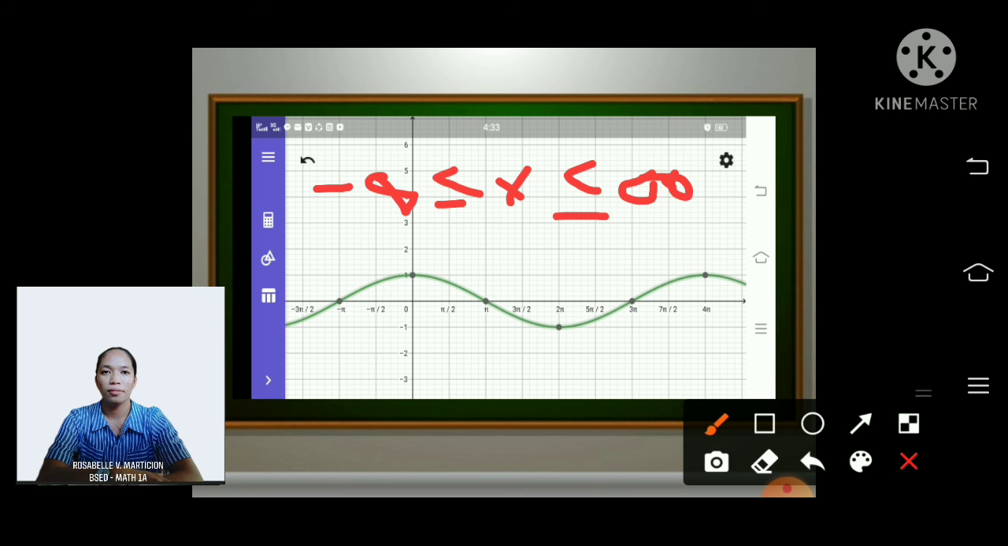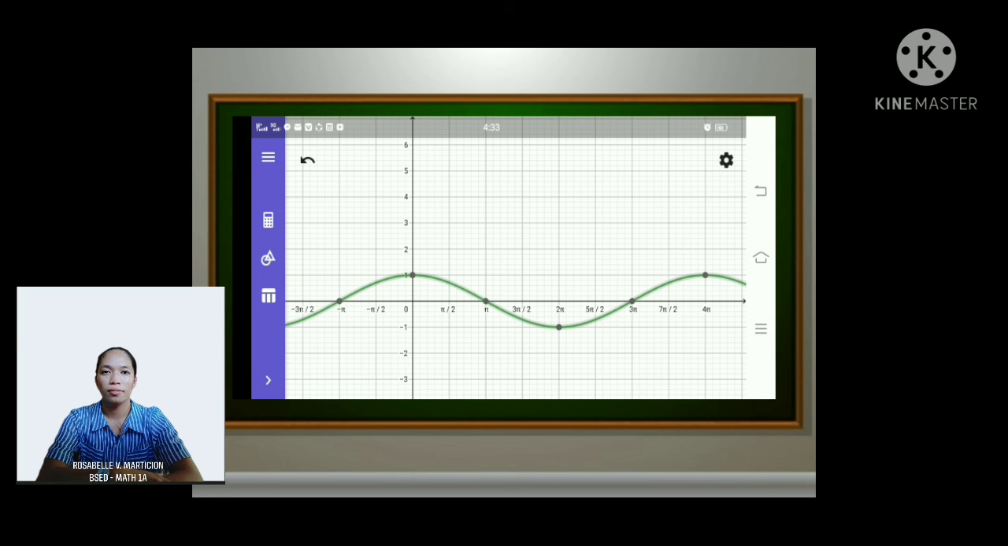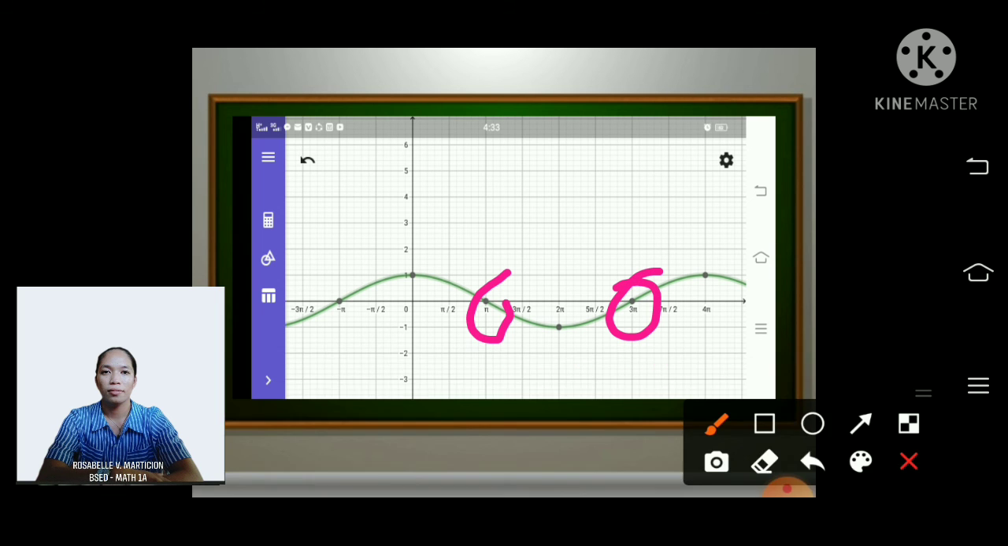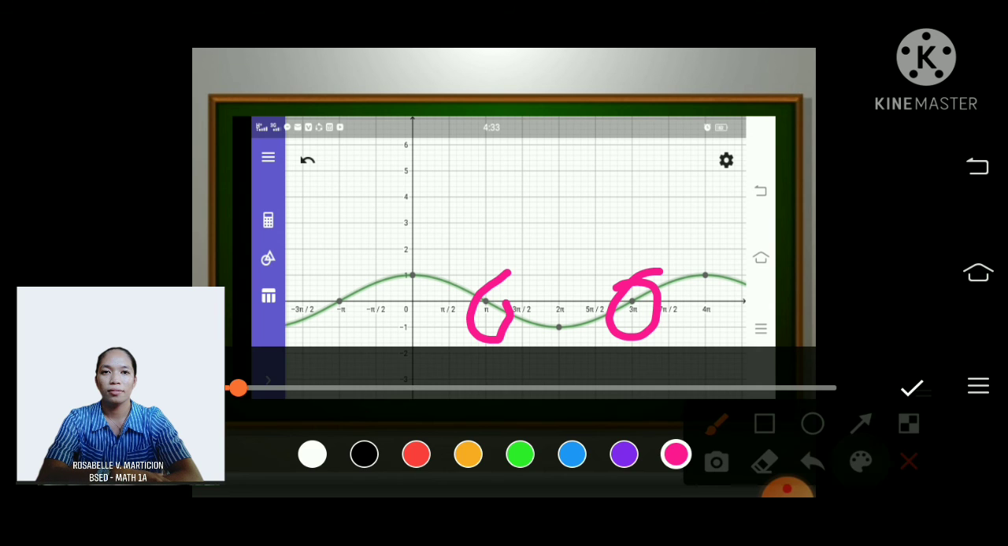So, to get the range of this, it is negative 1 to positive 1. So, the intercepts of this are pi, 3 pi, and so on. And the interval is negative pi to 4 pi.